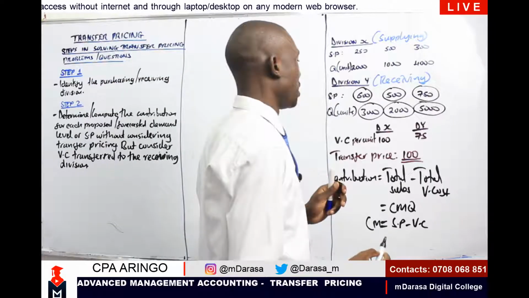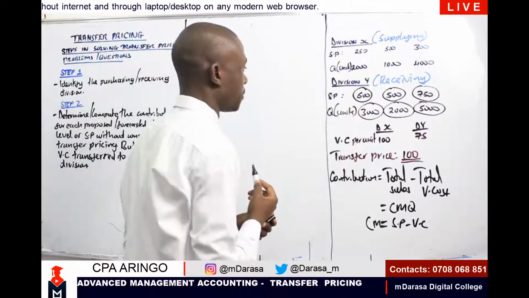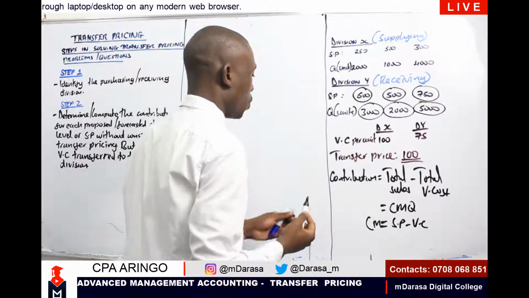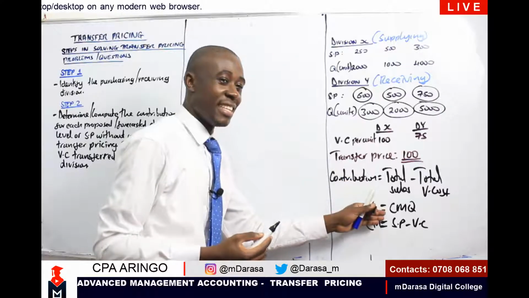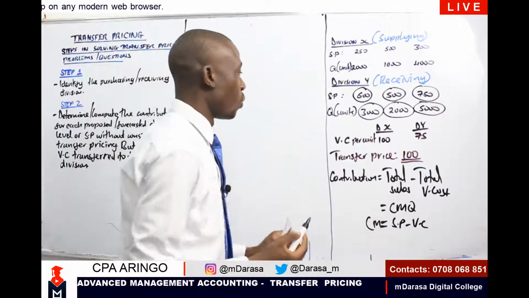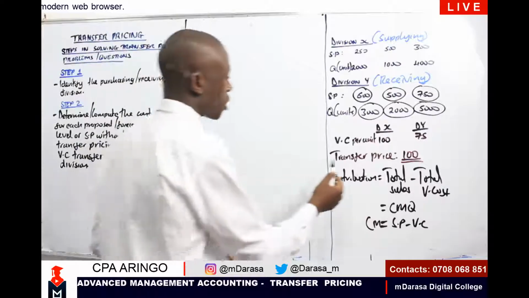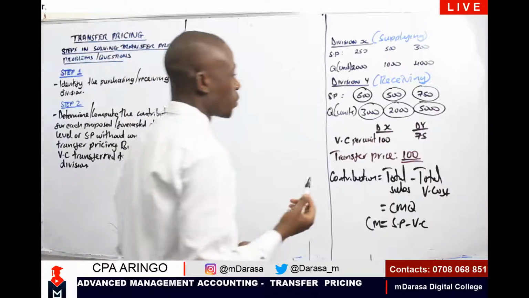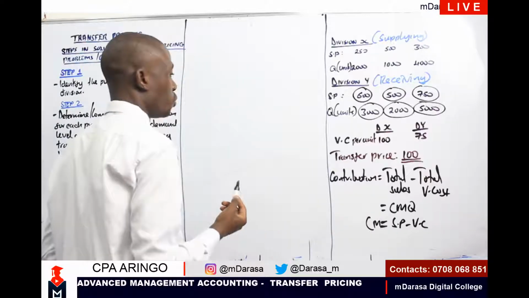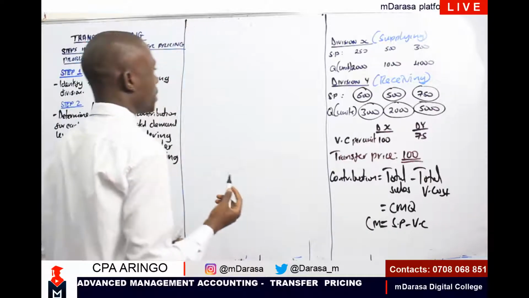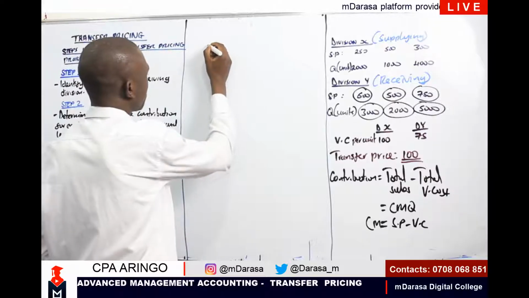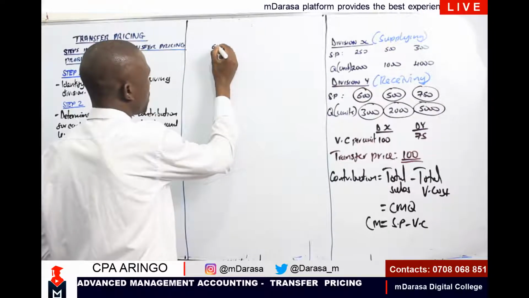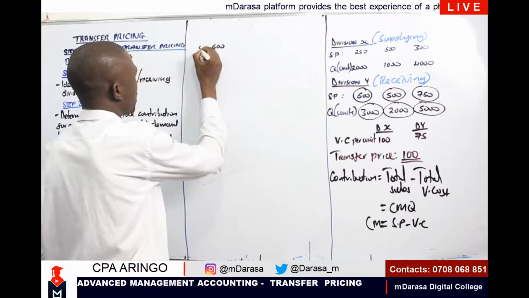Allow me to use only the first one for 600. Selling price is 600. Quantity is 3,000. So I need to determine my contribution, CMQ, without considering the transfer price, because you're given the transfer price to be 100 shillings. So without considering my transfer price, this is what you are going to take: my selling price, which is 600.